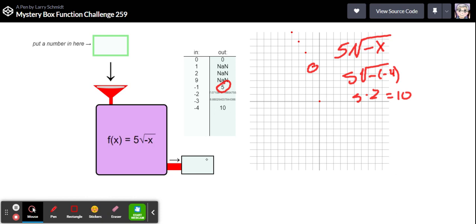Let's go ahead and take a look. Yeah, 5 times the square root of -x. And let's graph that as well. A very steep square root function reflected over that y-axis.